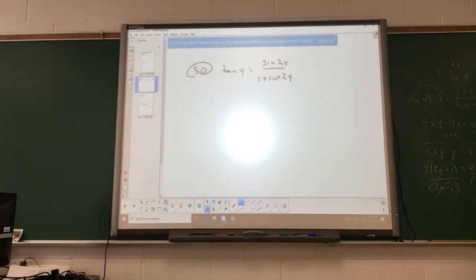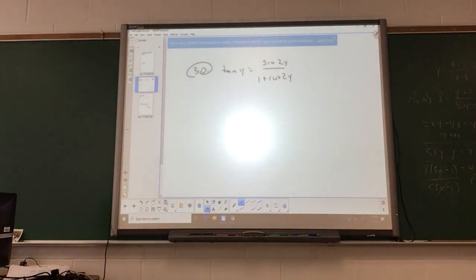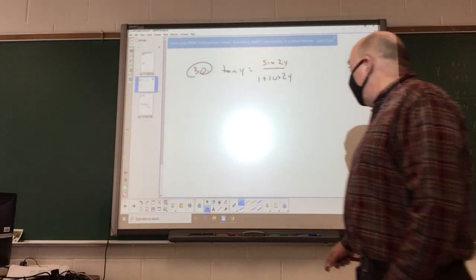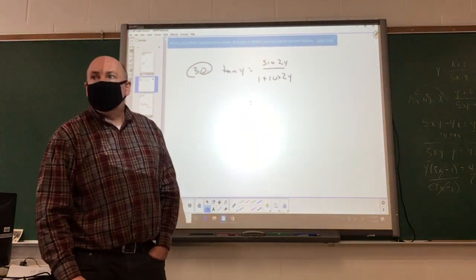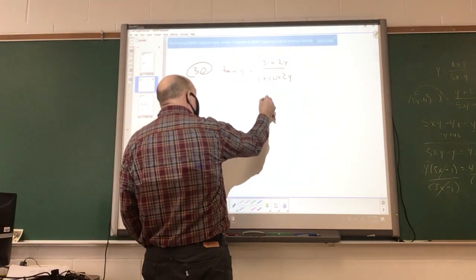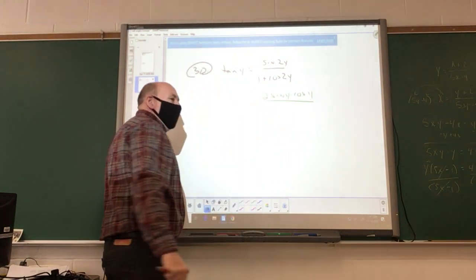So once again, you look to see what has more stuff. What has more stuff is the right-hand side. So we make some substitutions. Well, what's the only thing we have for the sine of 2y? It's 2 sine y times cosine y. That's the only thing we have.